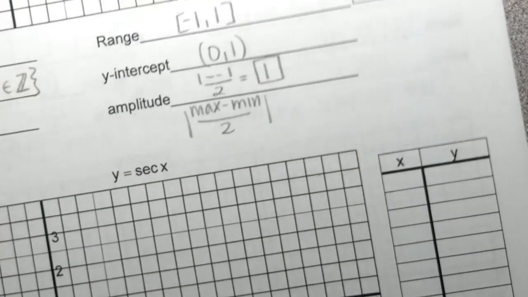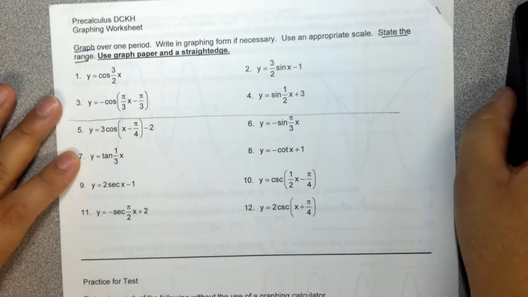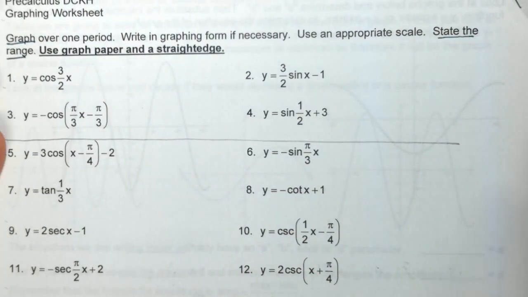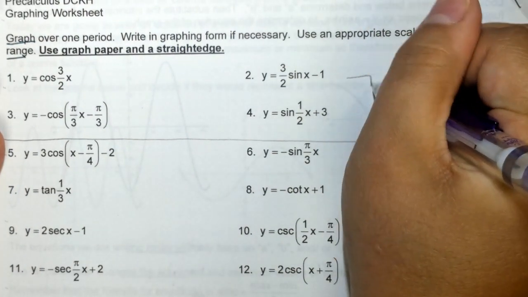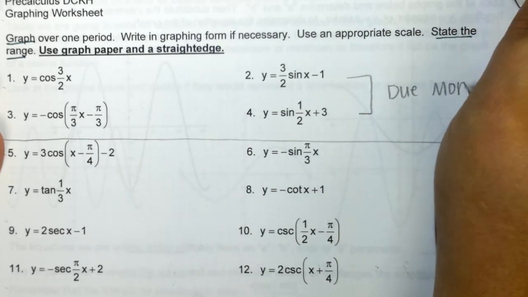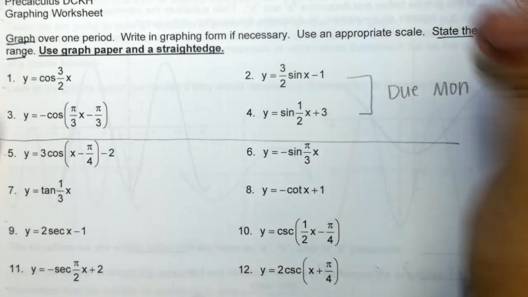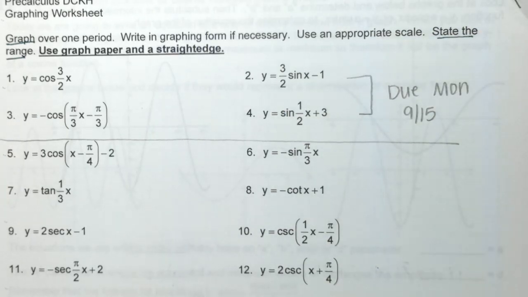Alright, I want you to flip over to the very back page. A couple things I want to talk about. Number 1 is, on Monday when you walk into class, you have numbers 1 through 4 due. So these are due Monday. What's Monday? The 15th? Okay. It's only 4 graphs.